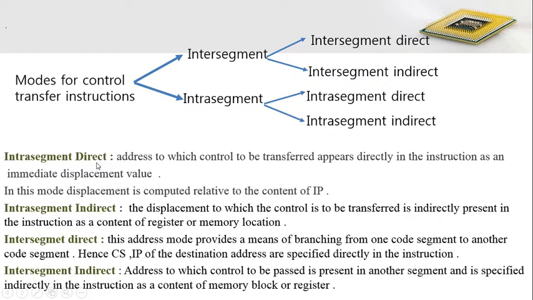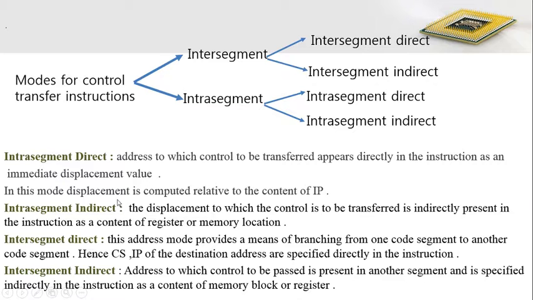In intra-segment direct, the address to which control is to be transferred appears directly in the instruction as an immediate displacement value. Direct here is not like absolute, this is like immediate addressing. Intra-segment direct means the location to which the control is to be transferred is directly available in the instruction as an immediate displacement value.